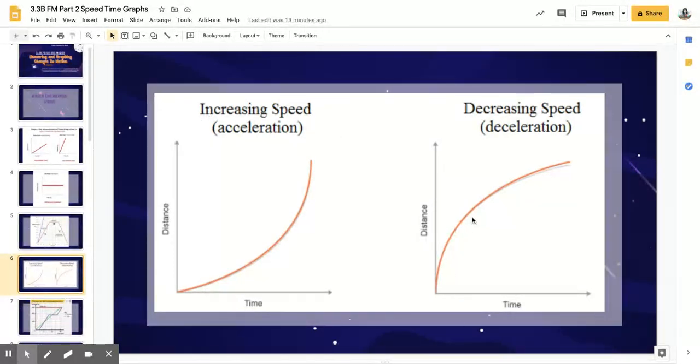When you're decreasing speed, the line looks like this. When the line looks like this, you are decelerating. It makes sense because take a look at this part of the graph. This part of the line is very steep. This part of the line is gentler. Steep means fast, from fast to slow. You're decelerating, decreasing speed.